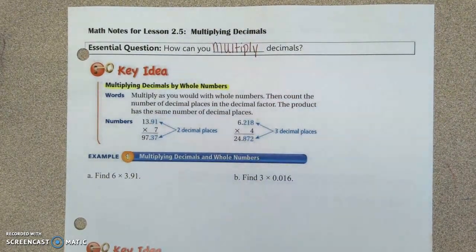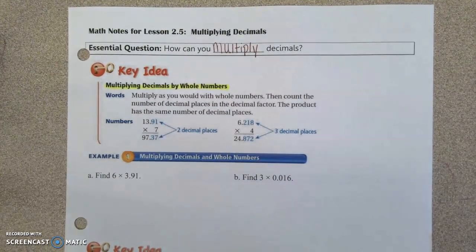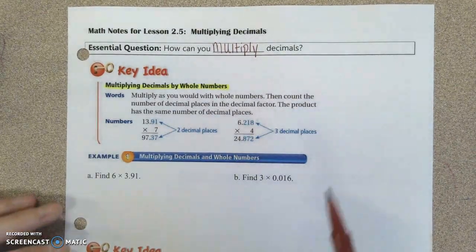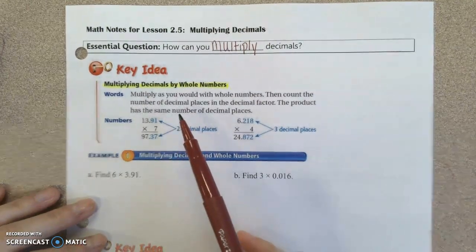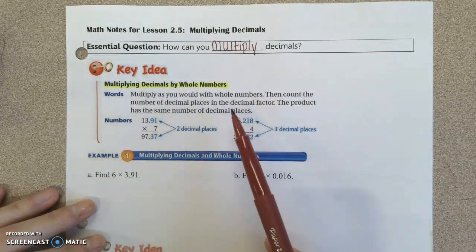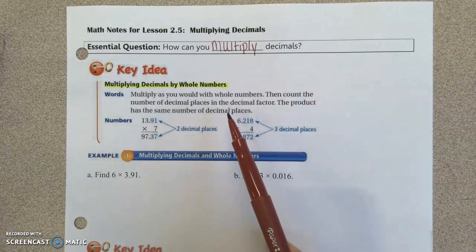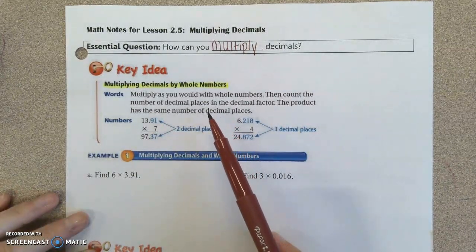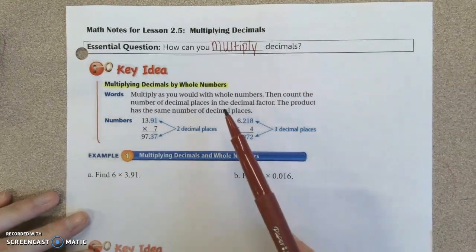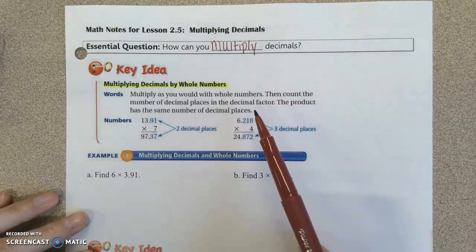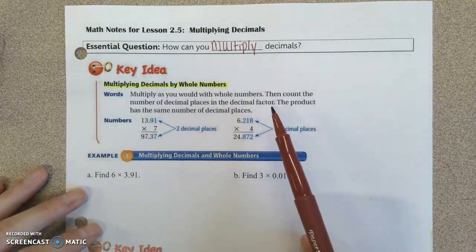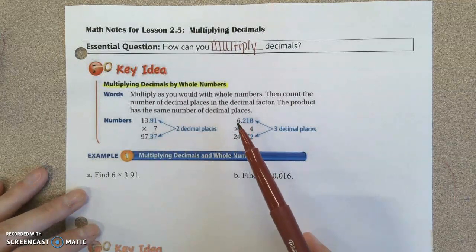Today we are looking at how to multiply decimals. So we are going to start with a decimal and a whole number. And when we multiply with decimals, we just multiply as we would with whole numbers. So we just multiply like normal. Then you're going to count the number of decimal places in the decimal factor. Okay, so what you're multiplying by. And the product is going to have the same number of decimal places.